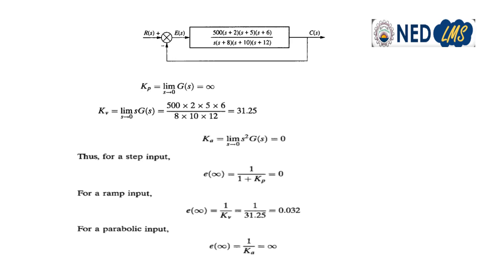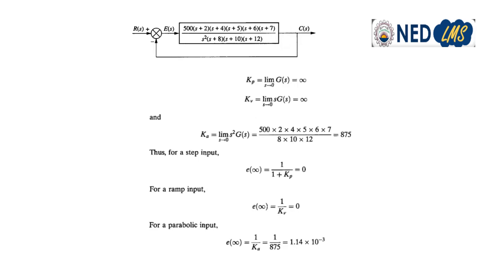Now again one more example. This is actually a type 1 system. Previously we have discussed a type 0 system. In a type 1 system we have Kv, which is 31.25, as we have discussed. Kp and Ka do not have any finite value. Ka is 0, Kp is infinity, and the steady state error in this case for a step function is 0, and for a ramp function it is 0.03t and infinity.